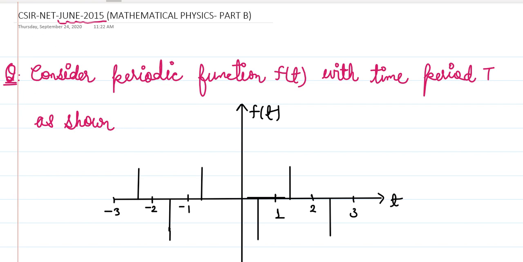I also hope कि आपको Dirac delta function की properties के बारे में भी अच्छे से पता है. So the question says: consider a periodic function f of t with time period capital T as shown in the figure. Here a function is given to you in graphical representation, and you are going to find the correct representation of this graph. And what are the other things given to you?